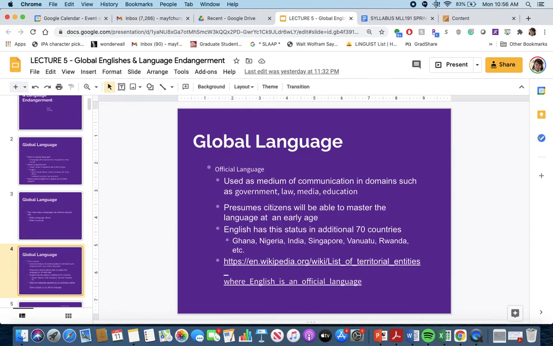Now, this does not mean that every single citizen knows English fluently. For example, if you go to Singapore, English is one of four official languages, but that does not mean that everyone speaks English fluently, even if it's taught in the school system. It's akin to Spanish and French here. You may have taken Spanish or French in high school or elementary school, but it does not necessarily mean that you speak it, right? Even if it has this official language status, you'll see citizens with a wide range of language fluency.